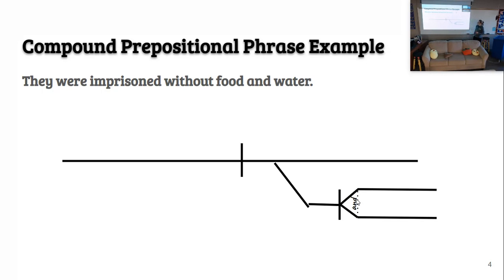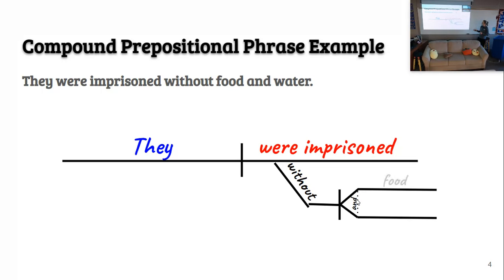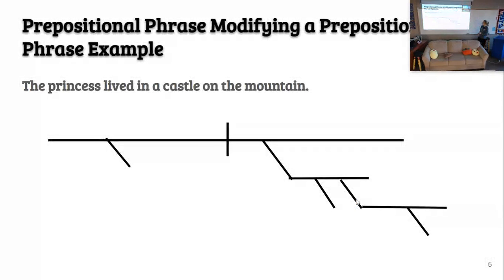Okay, we've got everything labeled. We've got it all ready to go. Now we just got to plug it in. Everybody, what goes here? They. What goes here? We're in prison. What goes here? Without. What goes here? Food. And don't forget to put your and on the dotted line connecting them. And then, of course, water goes here. So that's how you would do a compound object of the preposition. Okay? All right, moving on.